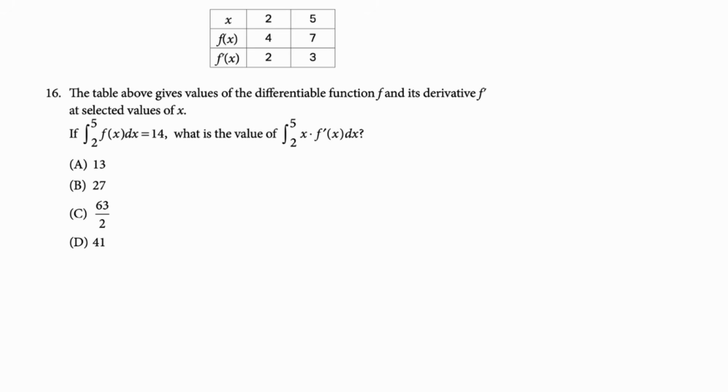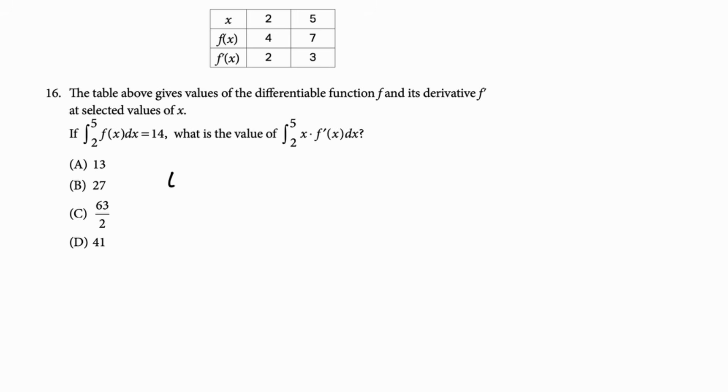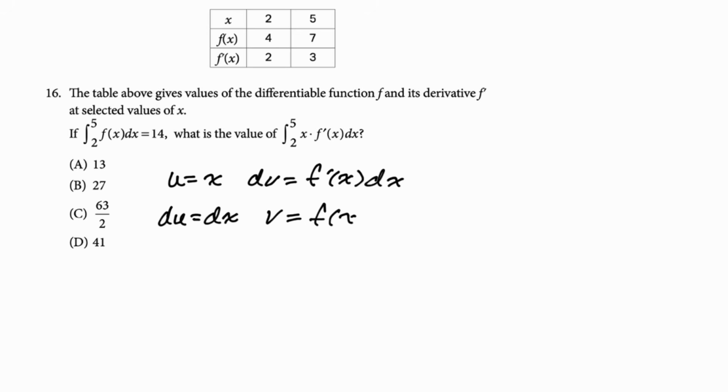So I'm going to start with u has to be something I can take derivatives of, but I can take derivatives of anything. dv has to be something I can find an antiderivative of. That's always a little bit trickier. So I'm going to say dv is definitely f prime of x dx, which makes u equal to x. Now we need to find du and v, but they're pretty straightforward. du is just dx, and v is just going to be f of x.